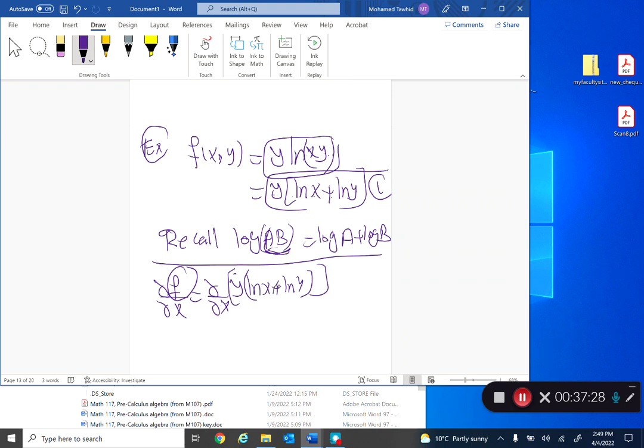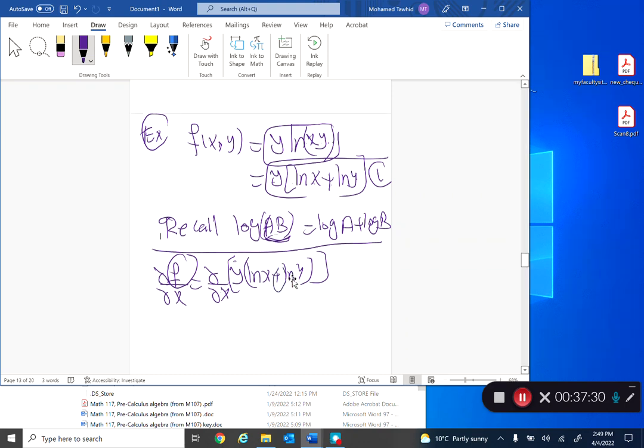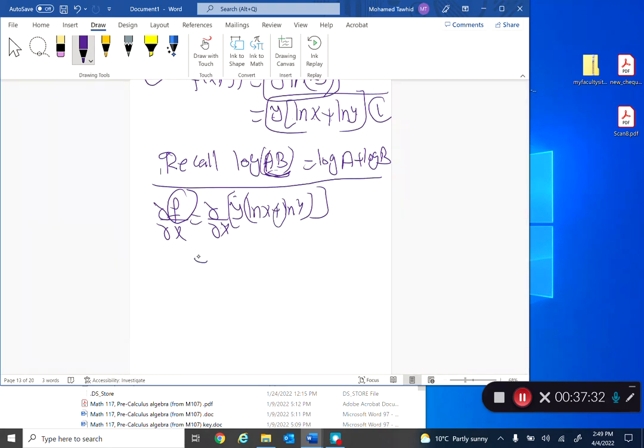So what do you have in the middle? You have plus in the middle. So you can take the derivative of the first term, which is y ln x, plus the derivative with respect to x of y multiplied by ln y, right? So here, y multiplied by ln x gives y ln x, and y multiplied by ln y gives y ln y.